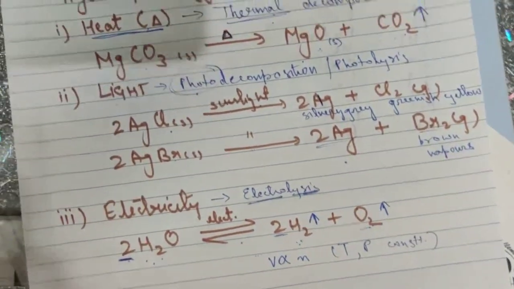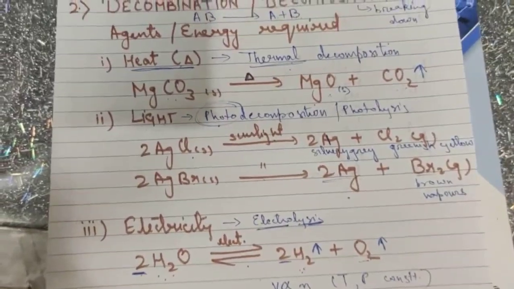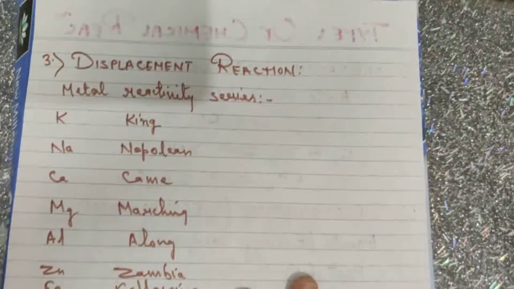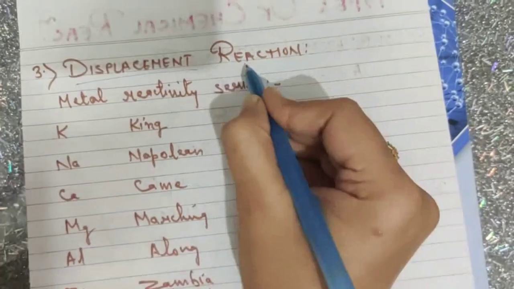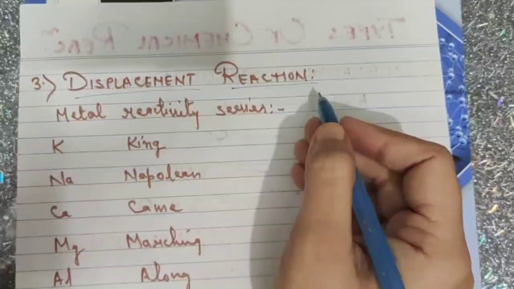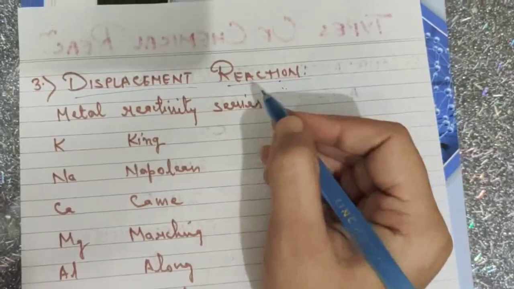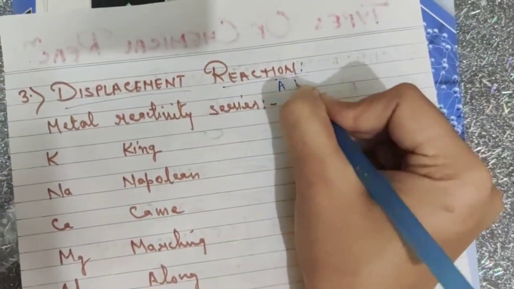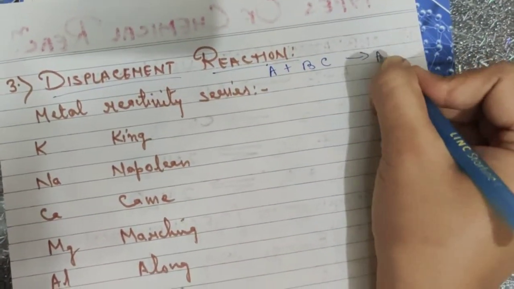So I hope the three agents, the three types of energy which I used for the decomposition of a reaction, are clear to you. Now the next type of reaction is displacement reaction. In this type of reaction, that is in displacement reaction, what happens? A more reactive element displaces a less reactive element from its compound. In general, we can say that A is reacting with BC to produce AC plus B.